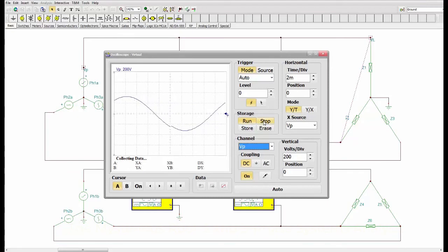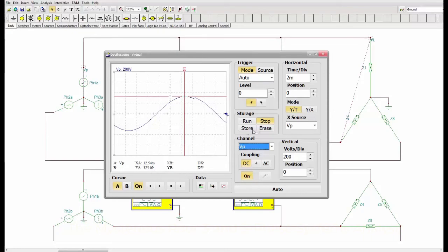If I just stop this at a convenient point, let me just let it run for a while and then hit stop. Okay, what I'd like to do now is to turn on cursor mode, so I'll get cursor A, which is in red, and move along to the peak over here. What you see is Y, or the vertical, for cursor A, 325 volt peak. Now that is the peak value we determined for a phase voltage.